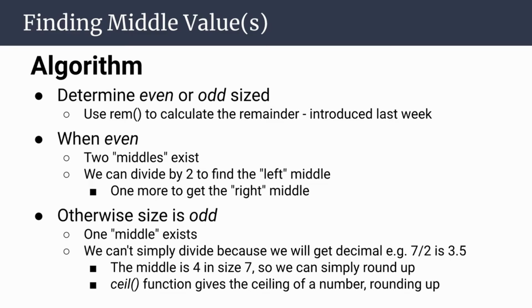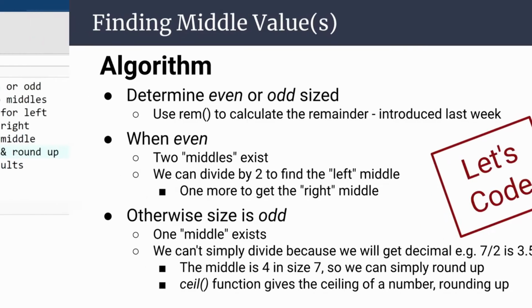So we can simply round that decimal up. MATLAB has a ceiling function, ceil, that gives us the ceiling of a number, rounding it up. When we take 7 divided by 2 and call the ceiling function on the result, we end up with 4. Let's jump into MATLAB and code it.